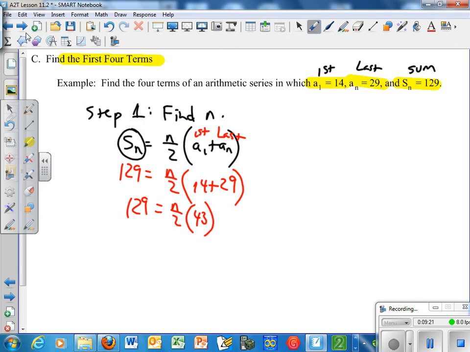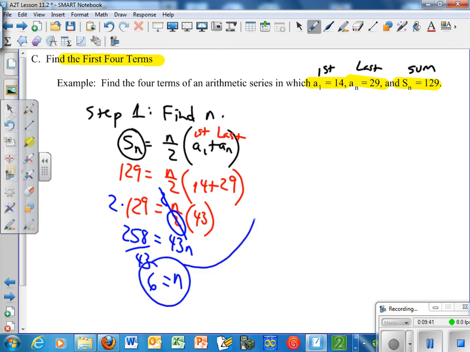Let's go ahead and get rid of the divide by 2. We're going to times 2 to cancel it out, so I'm going to times by 2. So I have 258 over here when I multiply 2 and 129 equals n times 43, but I'm going to write it 43n. Now I'm going to divide by 43. So n is equal to 6. Okay, we find n. Now this is step 2 then. We know there's 6 terms. Now we're going to find d.